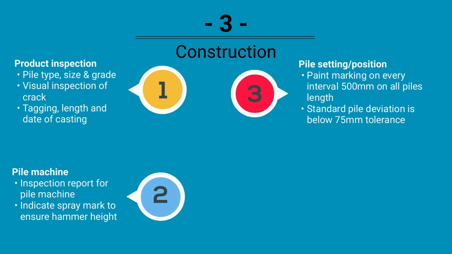3. Paint marking at every interval of 500 mm on all pile lengths to indicate the pile position. We must ensure the standard pile deviation is below 75 mm tolerance.